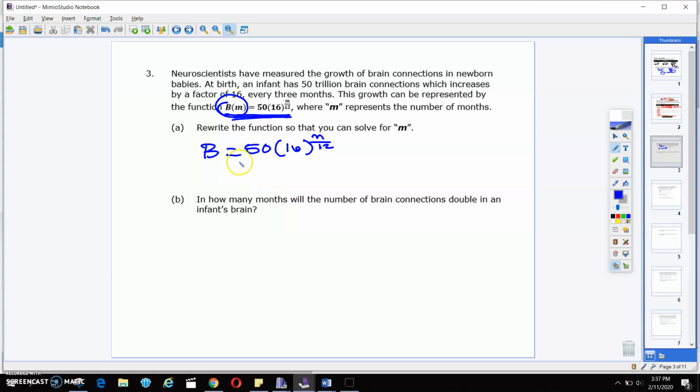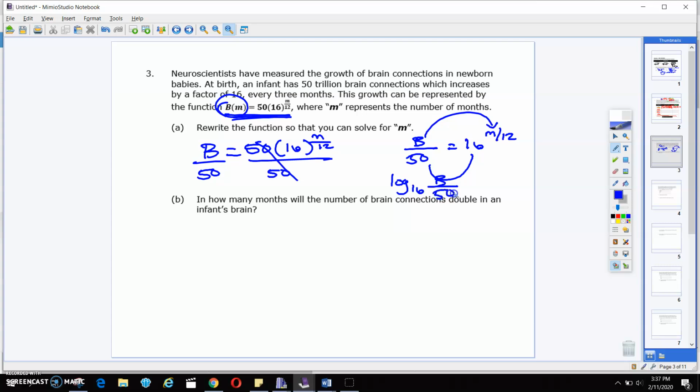So first thing you're going to do is divide by 50 on both sides. So this is going to give me b divided by 50 equals 16 raised to the m divided by 12. I'm going to put this in log form. So I'm going to start at my base, go to the outside, finish at the exponent. So this is going to be log base 16 of b divided by 50 equals m divided by 12.